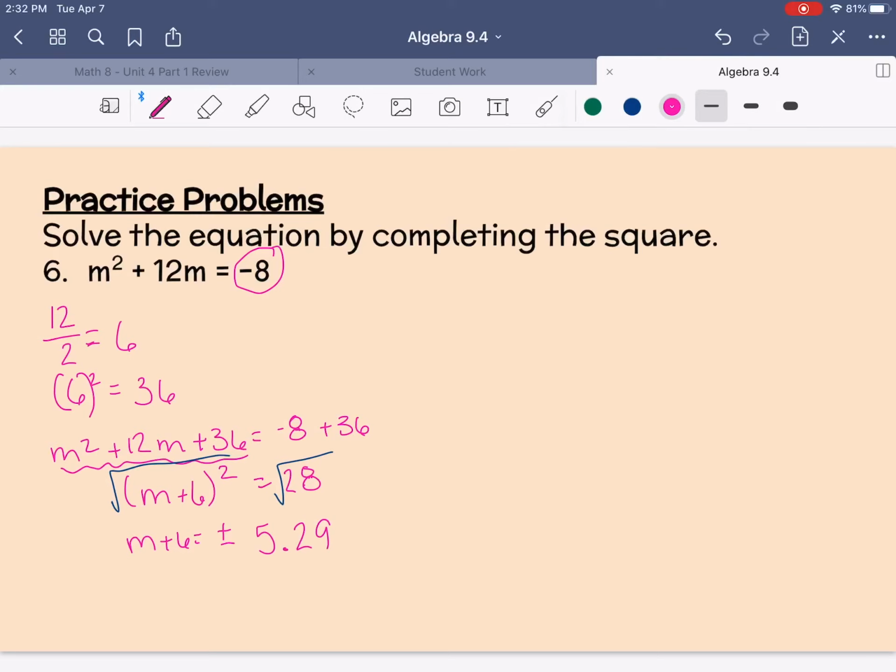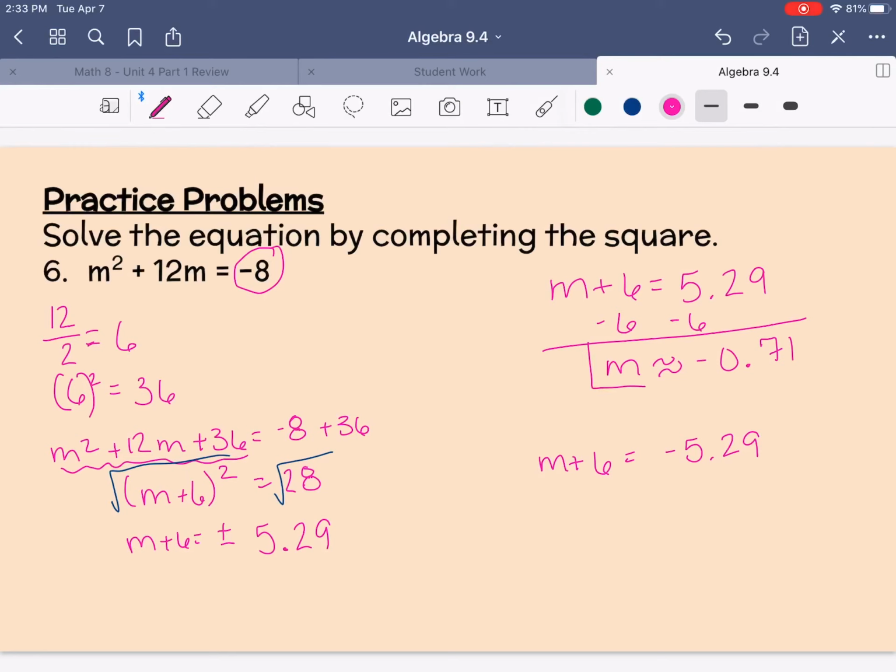So, m plus 6 could equal positive 5.29, or m plus 6 could equal negative 5.29. So I subtract 6 from both sides. And this comes out to be about negative 0.71. So that's one of my solutions. And my second solution, m comes out to be about negative 11.29.